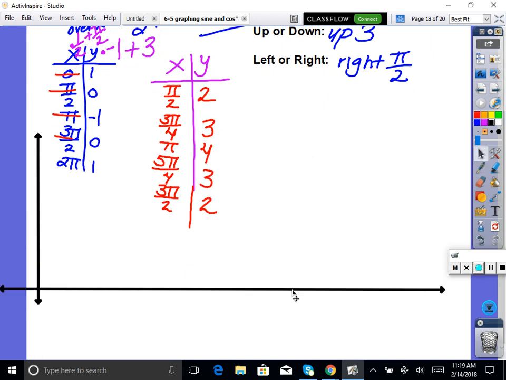Move this down. Okay, so the first thing I do is, once again, go find my new midline. It was shifted up 3. Up 1, 2, 3. There's my new midline. Our amplitude from there was 1, was it? Okay. So then that'll be up 4 and then down at 2, which makes sense.